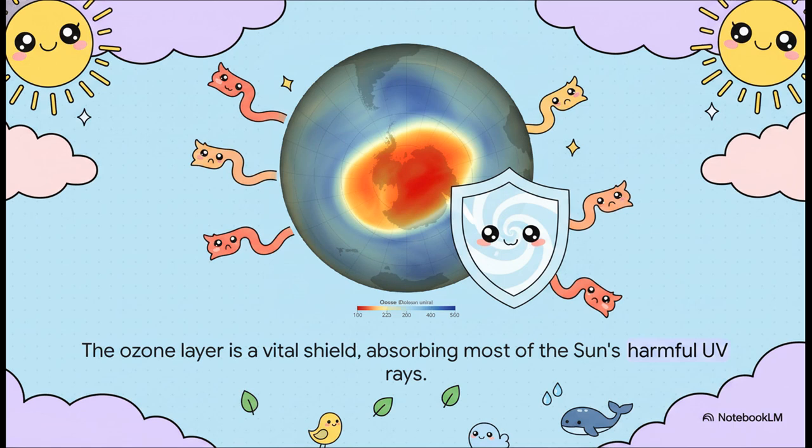Most of the sun's highest energy ultraviolet radiation, the UVB and UVC rays, gets soaked up by the ozone layer in our upper atmosphere. This image of the ozone hole over Antarctica is a pretty stark reminder of just how critical that invisible shield is for protecting all of us down here on the surface.